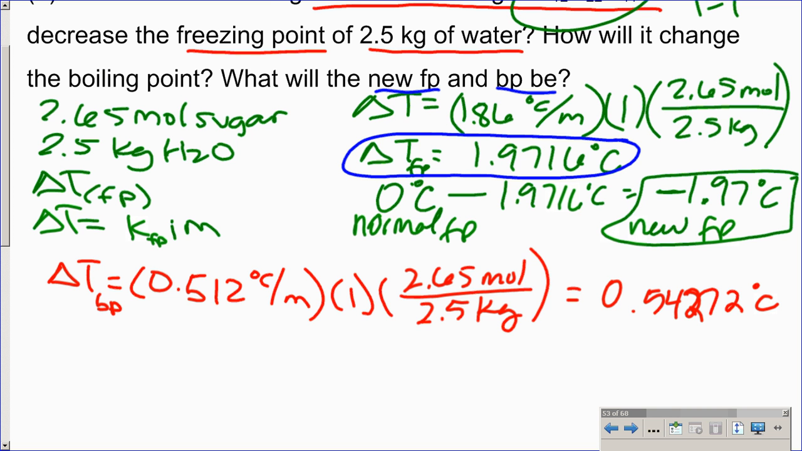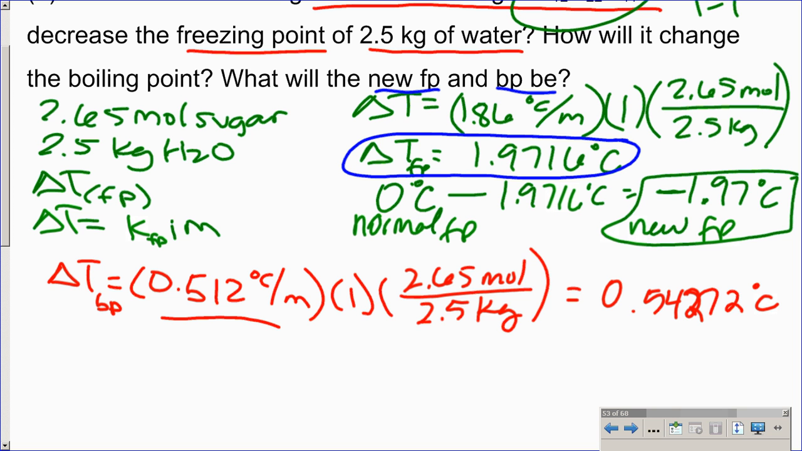So, where did I get this number, guys? Water's boiling point constant. You wrote it down on the last slide. So, I will always give you those values. Do not memorize them. Okay, that's awesome. I mean, you might accidentally, but, you know, that's cool.